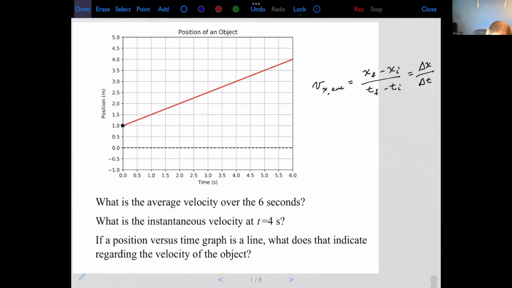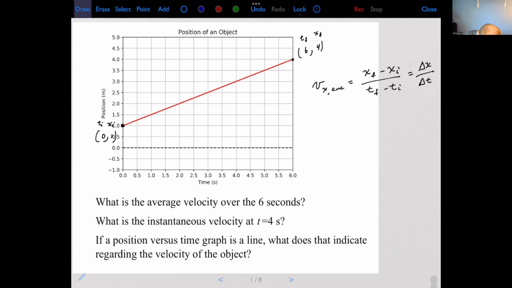So if I choose that point right there, which has coordinates 0, 1, the time is 0 seconds and the position is 1 meter. And then I choose this point right here where the time is 6 and the position is 4. If you want, you can think of this as t initial, x initial, and this would be t final, x final. Or sometimes you use 1 and 2: t1, x1, t2, x2.